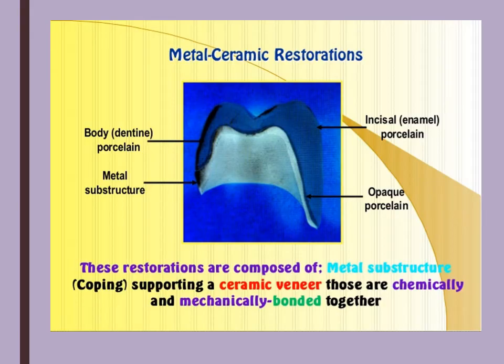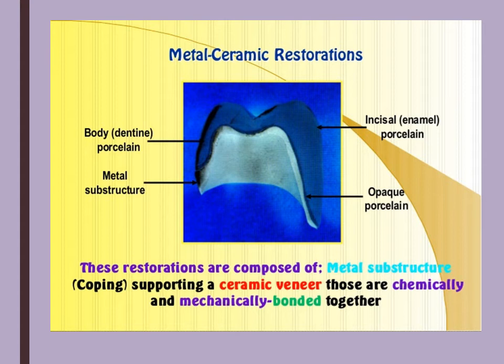This is a metal ceramic restoration. As you can see, the metallic substructure is present underneath, and the porcelain is present on the outer surface, and there are different shades: the body dentine porcelain, incisal porcelain, opaque porcelain. So basically when we are condensing the porcelain, we apply these shades separately, and when we place them in the furnace, the different firing temperatures give these different types of porcelain.